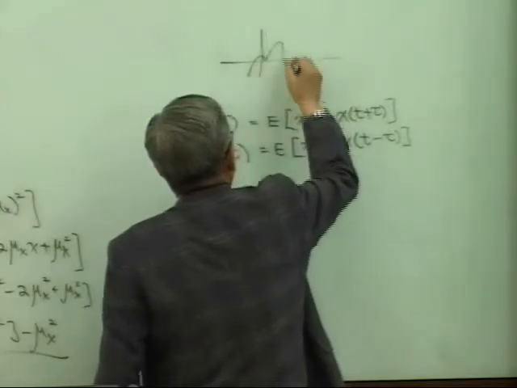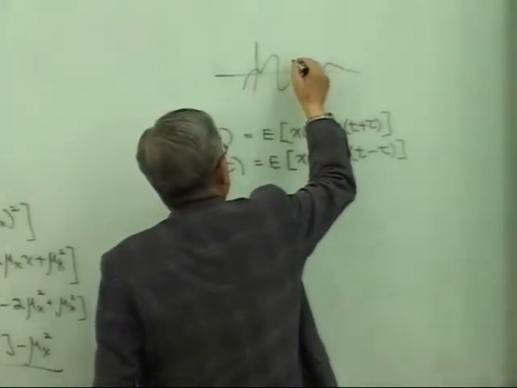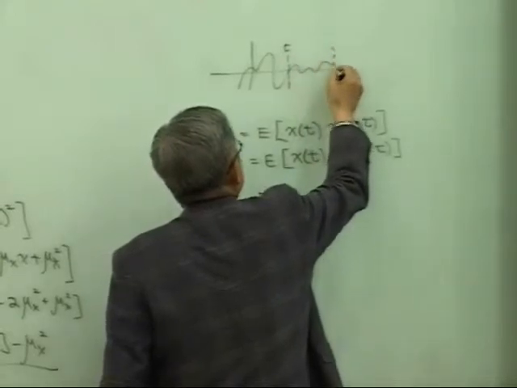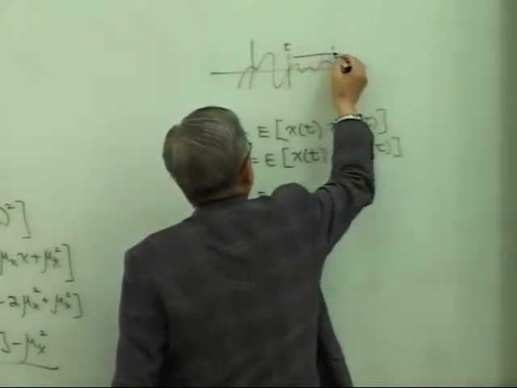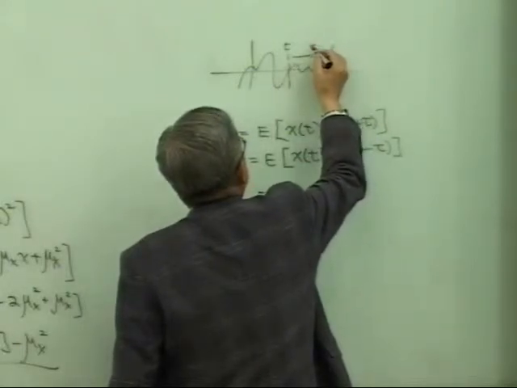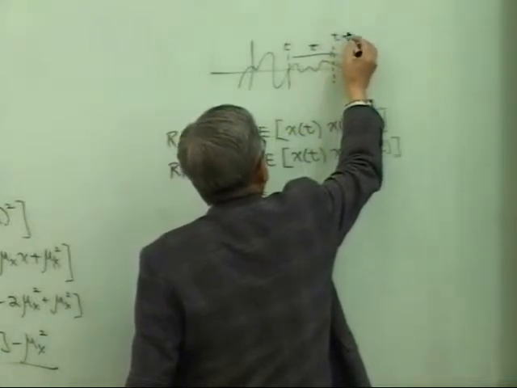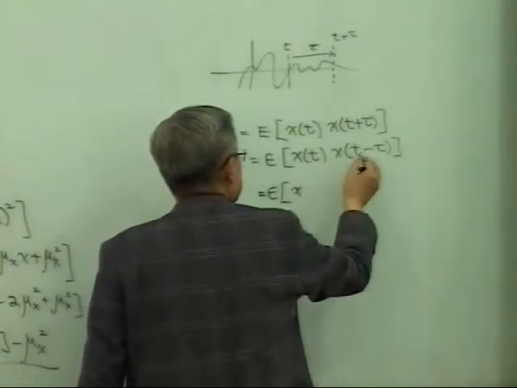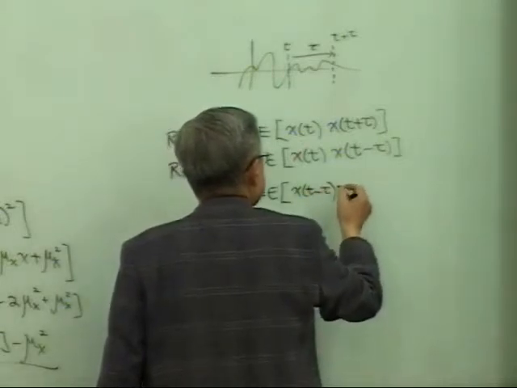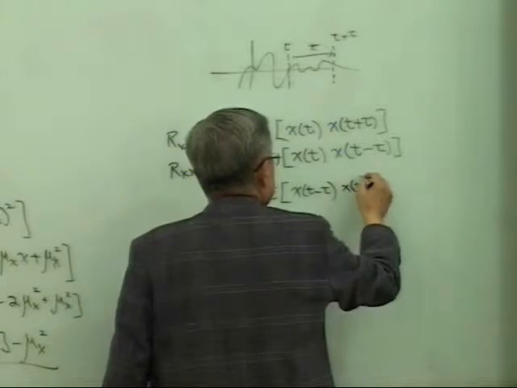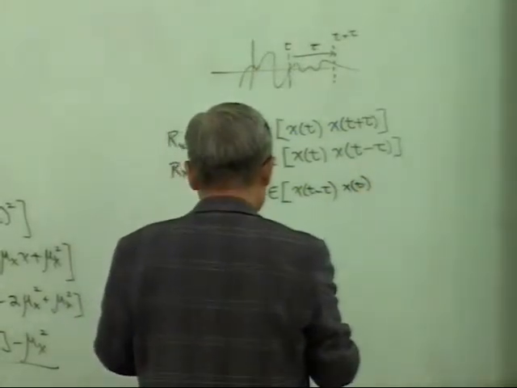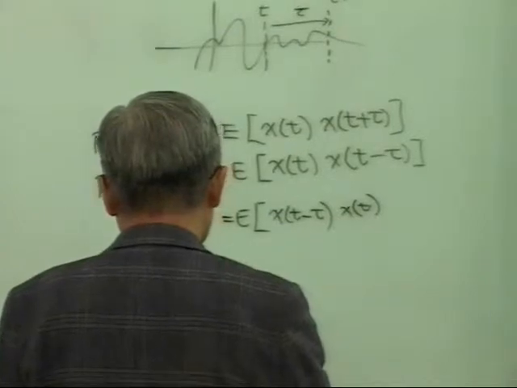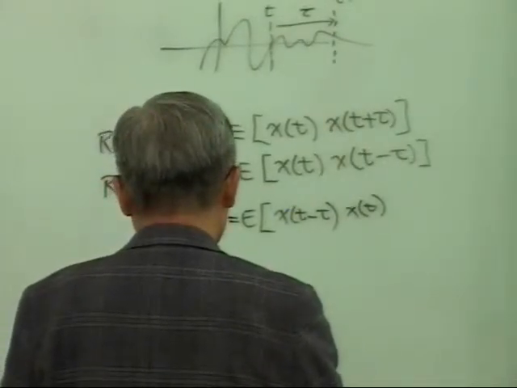So if you start from maybe here, this is t, this guy is tau, so this is t plus tau, earlier and later time. So here I can rewrite this guy and say x(t minus tau) and x(t), right?